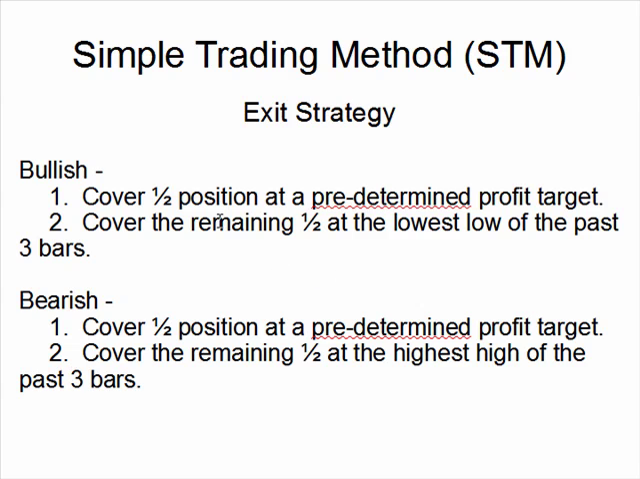Exit strategy. At a predetermined target level, we're going to close half the position for both the bullish and the bearish. So we've got to decide where it's going to go, or where we think it's going to go, and then look at taking half the position off at that point, and then close the rest at the lowest low of the past 3 bars. So it continues to move up. Look at getting out of it as it moves higher.